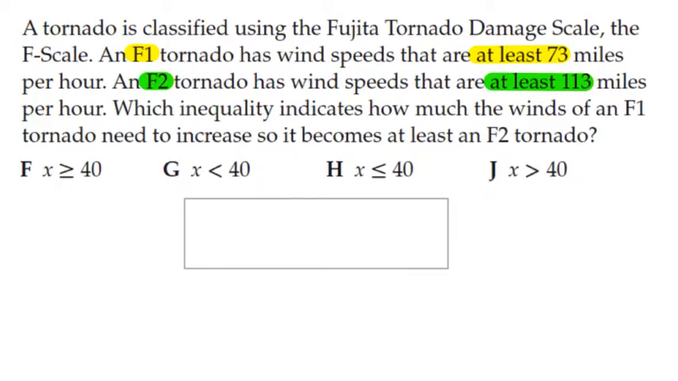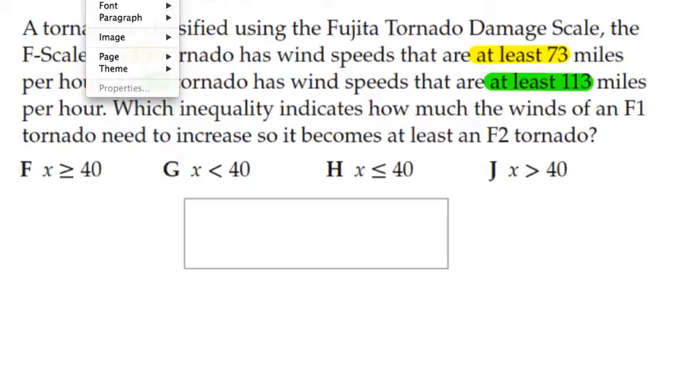A tornado is classified using the Fujita Tornado Damage Scale, the F scale. An F1 tornado has wind speeds that are at least 73 miles per hour, and an F2 has wind speeds that are at least 113 miles per hour. Which inequality indicates how much the winds of an F1 tornado need to increase so it becomes at least an F2 tornado? I'm going to have you work on that one and bring your answer to class. See you next time.